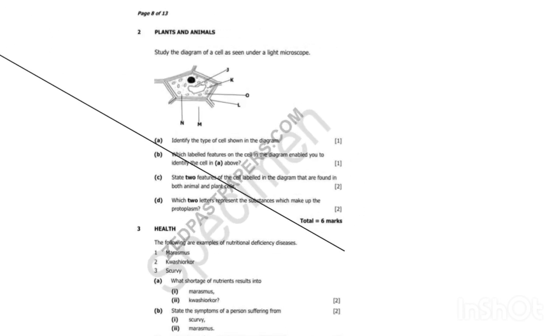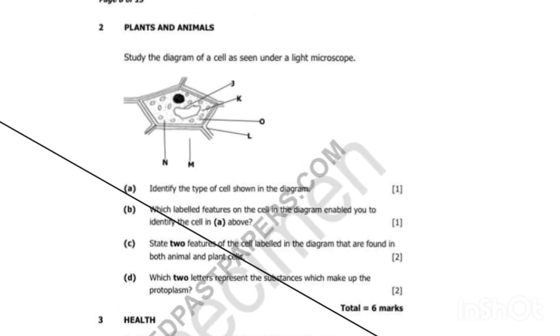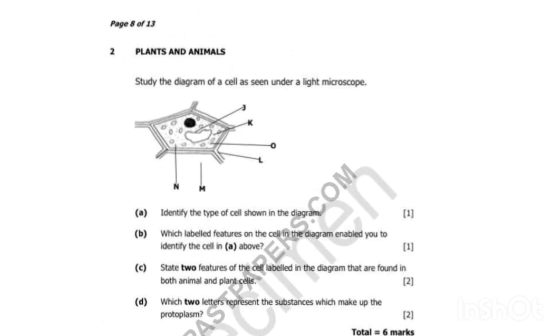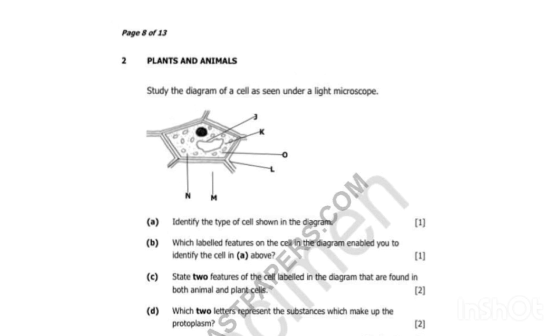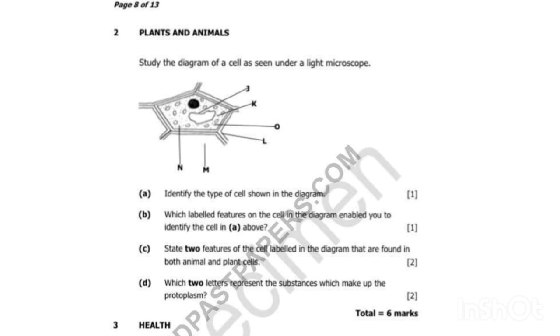We go to question 2 under section B. We have a plant cell under the topic plants and animals. Let's see how we can try to answer this.